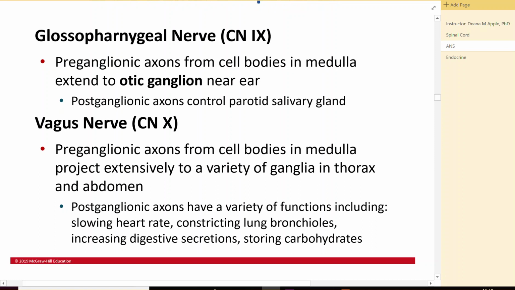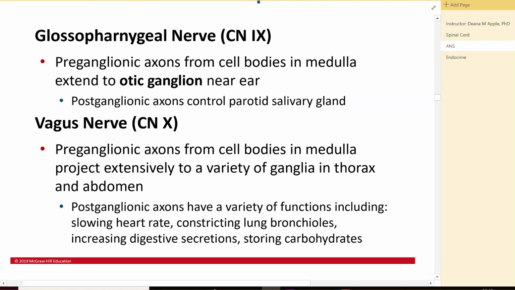Okay, so we're talking about cranial nerves 9 and 10. Glossopharyngeal starts in the medulla, cell body in the medulla, so that's still brainstem, right? It's going to extend to your ear, and it's synapsing in the otic ganglia. The postganglionic axons are also innervating salivary glands. Parotid salivary glands are going to be innervated by the glossopharyngeal nerve.